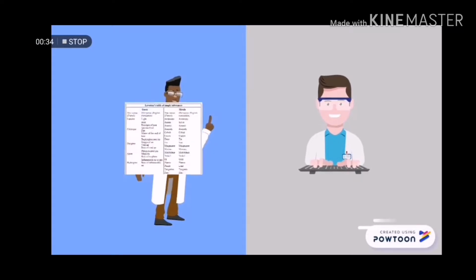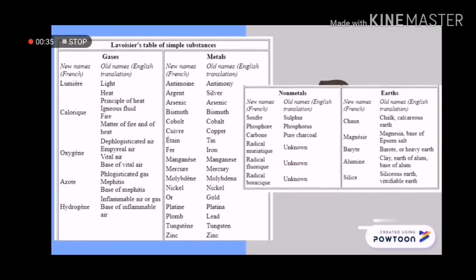They were able to write the first list of elements, containing 33 elements that were distinguished between metals and non-metals. He considered 33 substances as elements, by his definition, substances that chemical analysis had failed to break down into simpler entities.